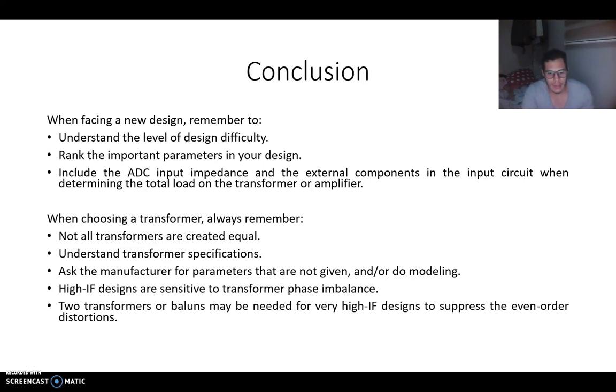Understand transformer specifications, and ask the manufacturer for parameters that are not given or not modeled. High IF designs are sensitive to transformer phase imbalance. Two transformers, or baluns, may be needed for very high IF designs to suppress the even-order distortions.